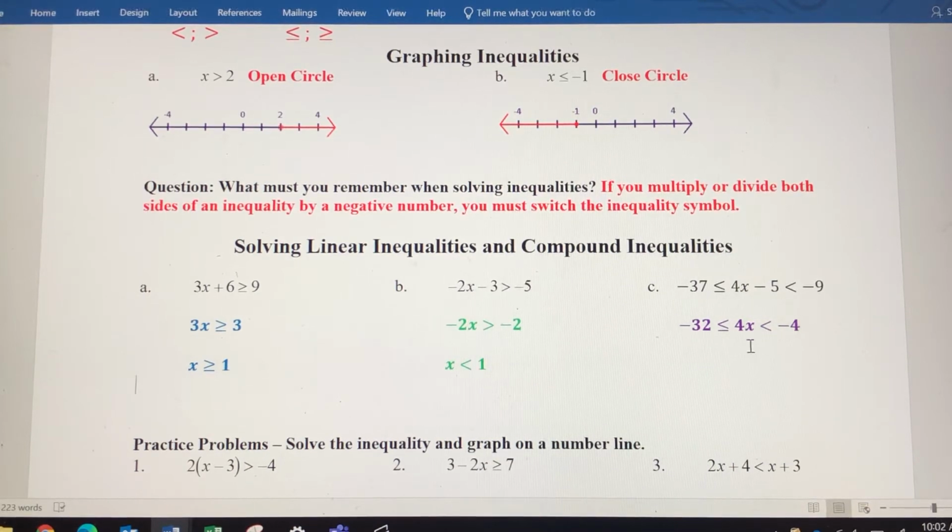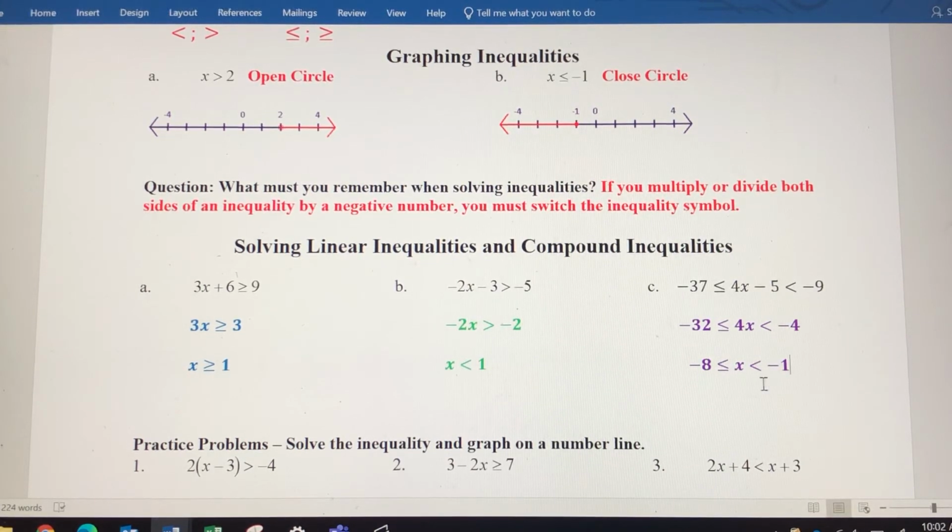Similarly, the next step, I want to get x by itself, so I'm going to divide all 3 parts of this compound inequality by 4. So I get negative 8, just reading from left to right, less than or equal to x, less than negative 1, okay? A better way to think about this solution is that x is between negative 8 and negative 1, okay? But that solution set also includes the negative 8 because of the or equal to here. So negative 8 is part of the solution set, and negative 1 is not part of the solution set, okay?